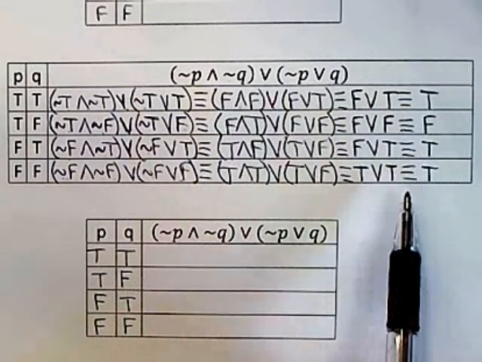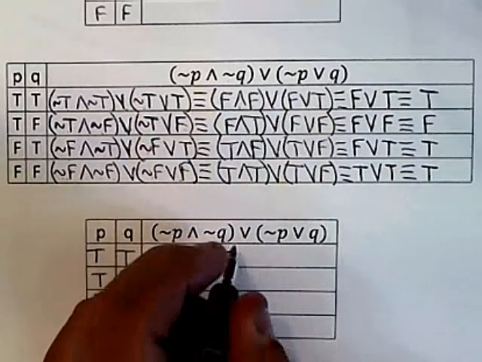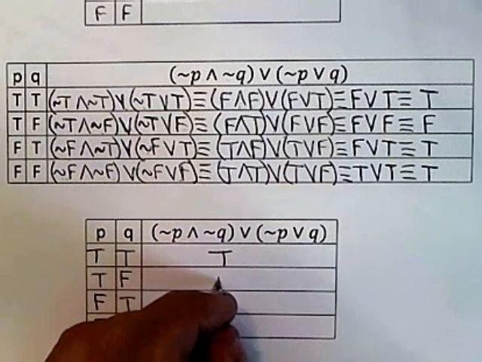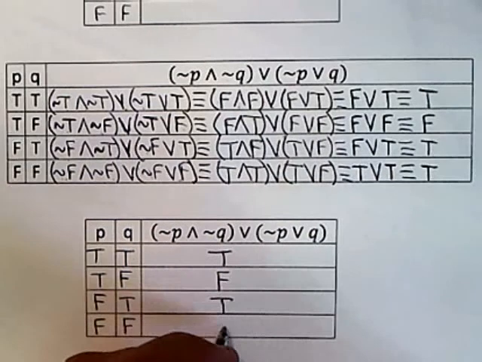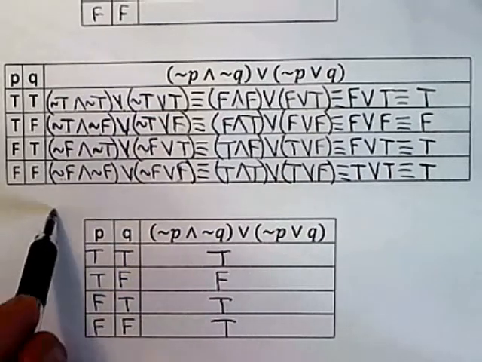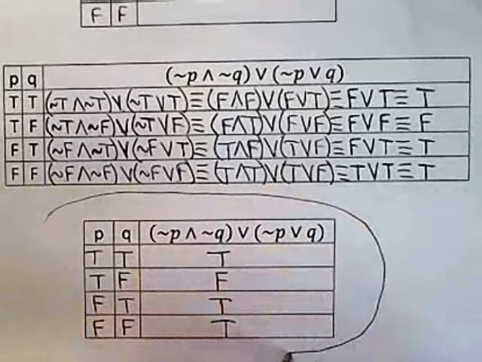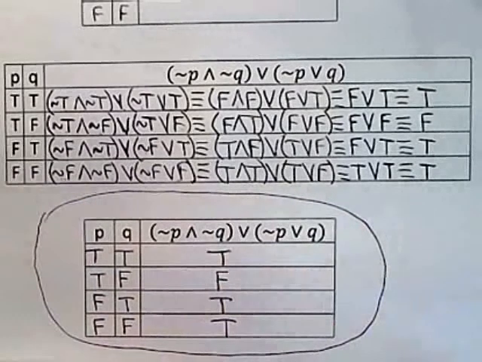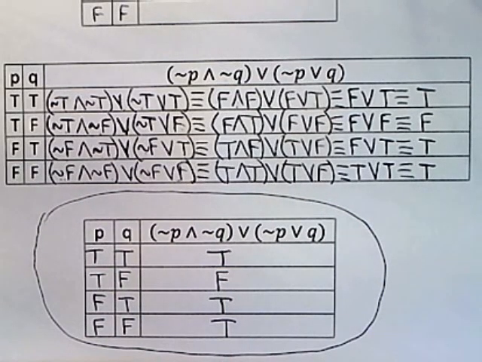So what you want are the final results in here. T, F, T, T. So this is the truth table for the statement that you were given originally. Nothing difficult about it, but you really do have to be slow, deliberate, very, very careful.